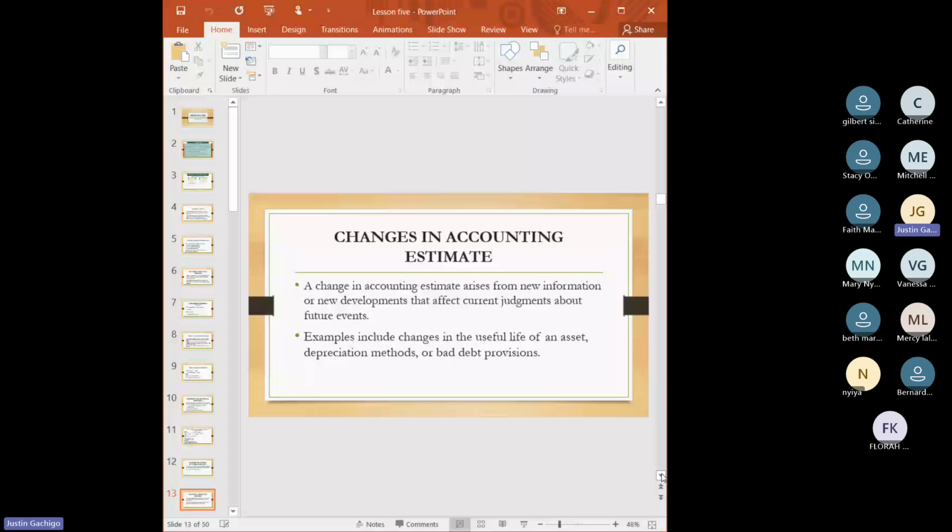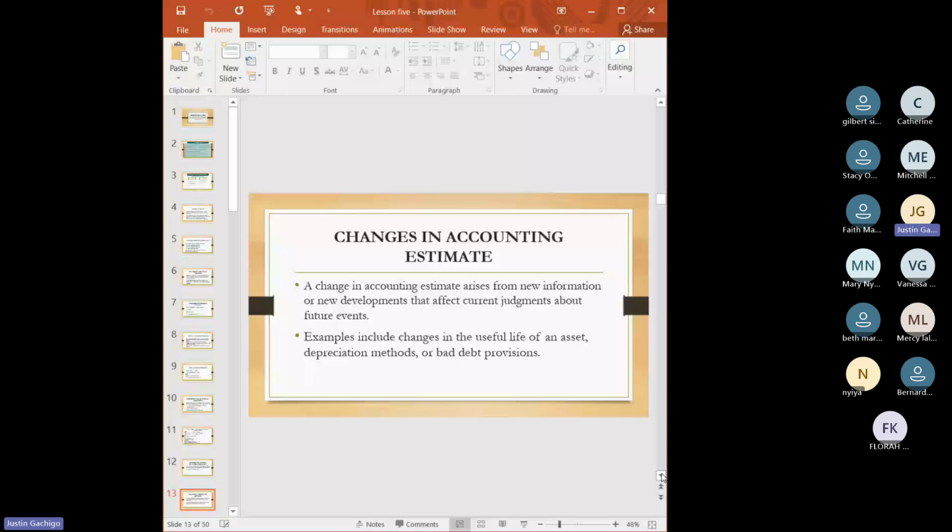Now let us go to the next one, which is a change in estimate. A change in accounting estimate arises from new information or new development that affect current judgment about future events. Examples include changes in useful life of an asset, depreciation method, or bad debt provision.